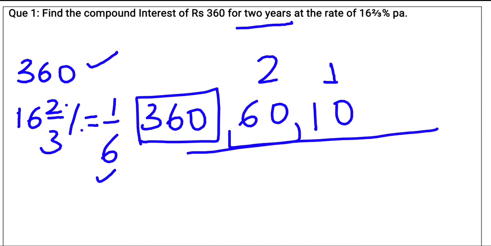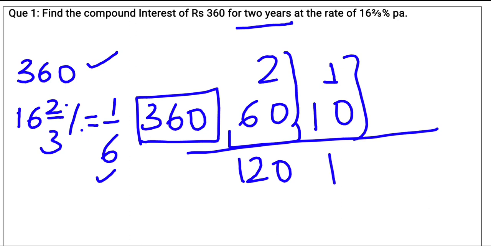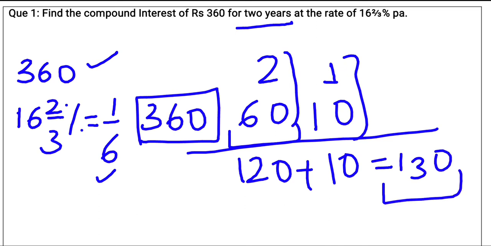And now if you multiply these two, we get 120. And again if you multiply these two, we get 10. So the total is 130, and this is our answer. Okay, correct? Is there any problem here? I will repeat this.